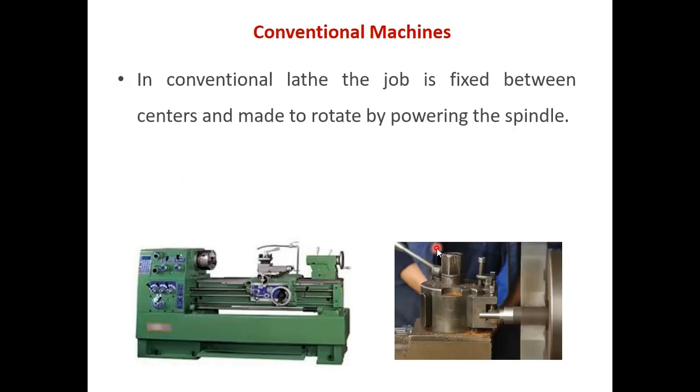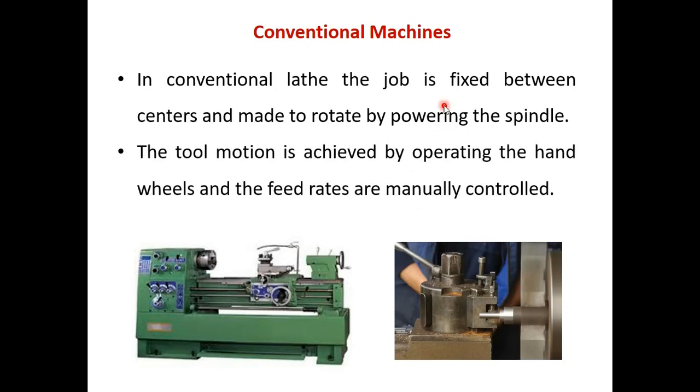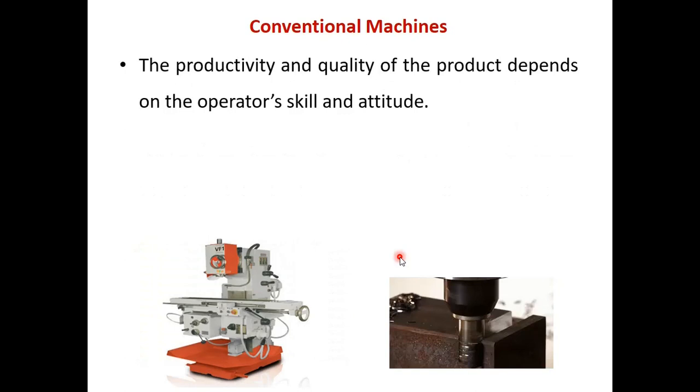So what is a conventional machine? In a conventional lathe, the job is fixed between the centers and made to rotate by powering the spindle. Here you can see we are putting in the jaws, we will hold this part, and then these jaws will be rotated with a motor mechanism. The tool motion, that is the sliding motion, is achieved by a hand wheel, and the feed rate is controlled completely manually. Now what is the problem with this?